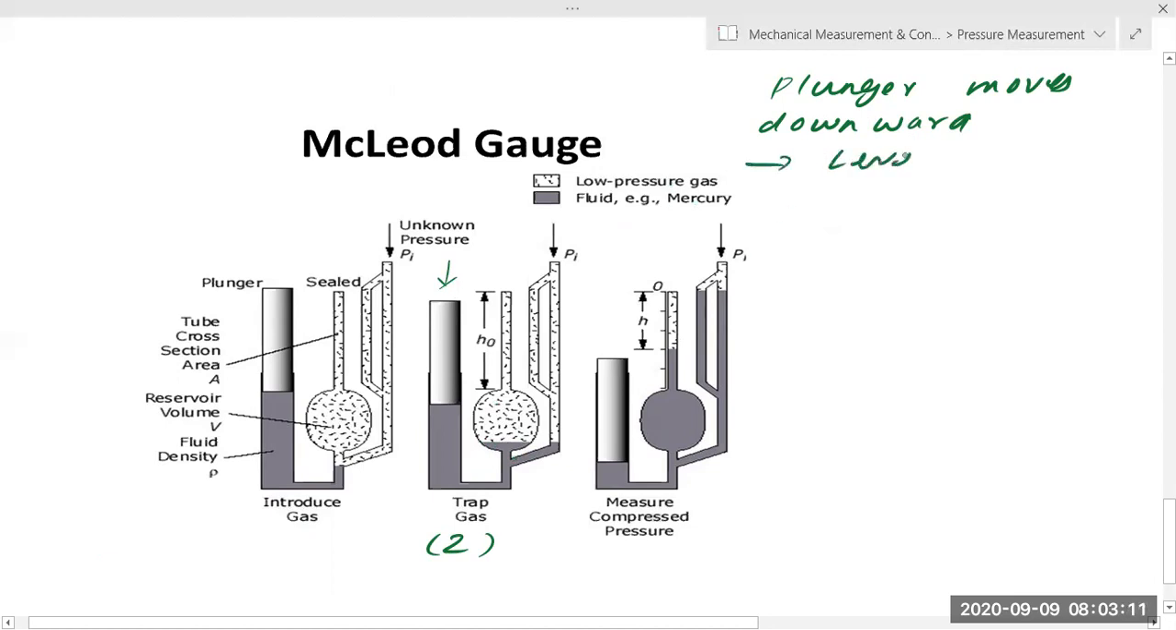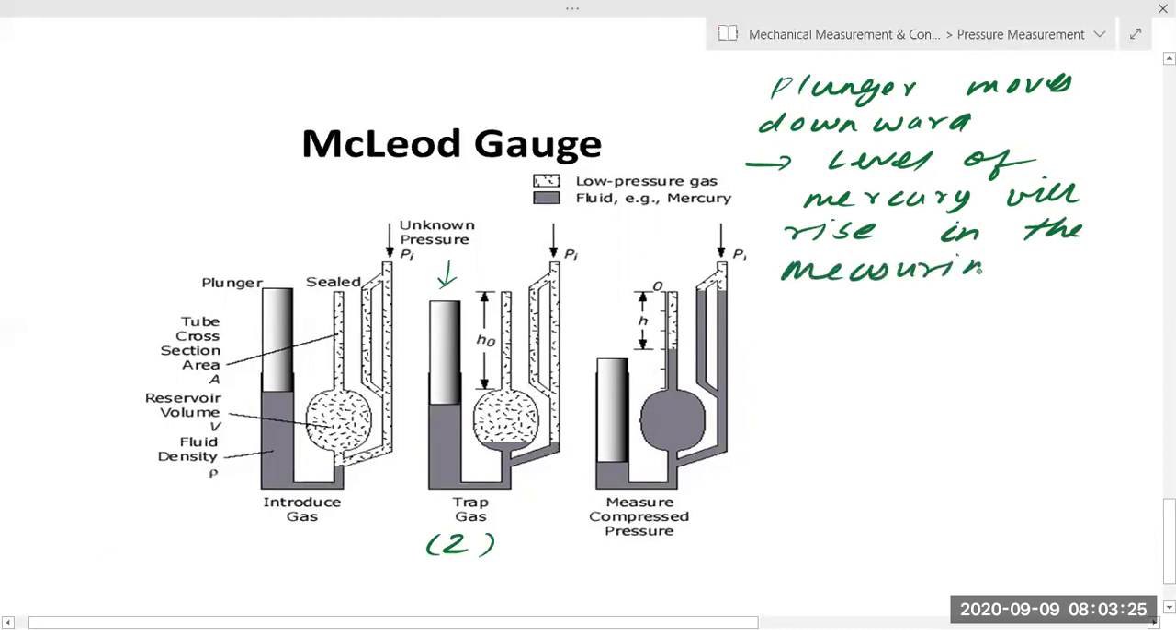Level of mercury will rise in the measured capillary or measuring capillary as well as the reference capillary. This is very important. In the measuring capillary and the reference capillary, what we can see is the level of fluid is rising in the measuring capillary and reference capillary.